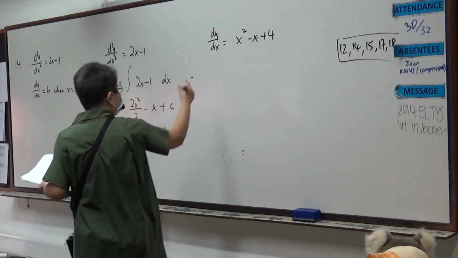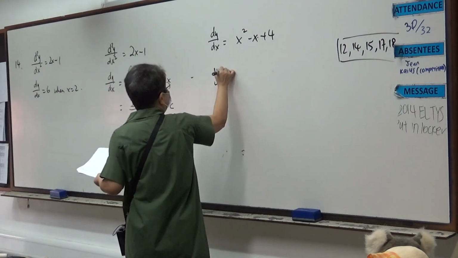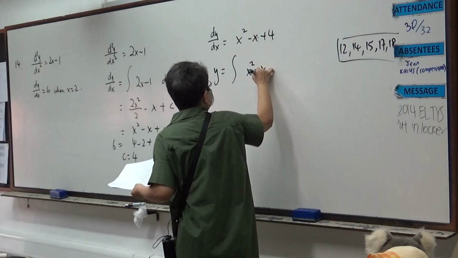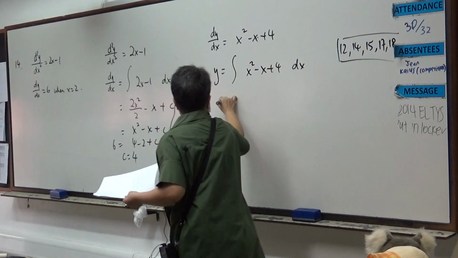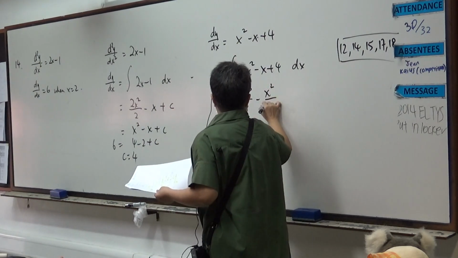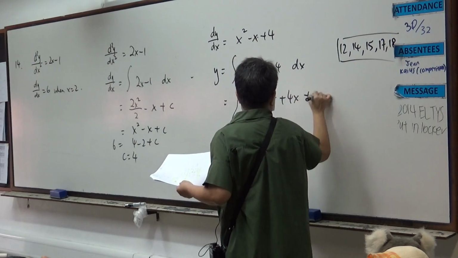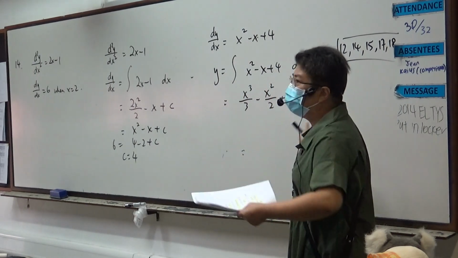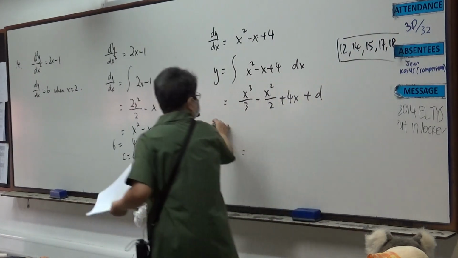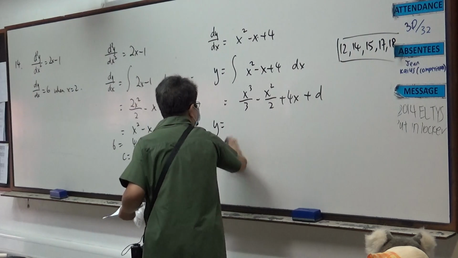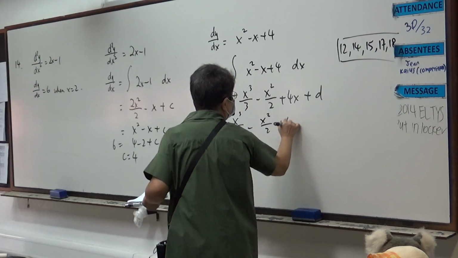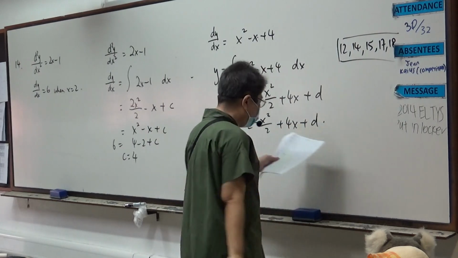y, right? Okay. dy/dx is this. So to find y you integrate this one, right? Which will be the integration of this dx. x cubed over 3 minus x squared over 2 plus 4x. Now I must plus d, right? You don't use c again because c you already used, so you use d. Okay? So y will be equal to x cubed over 3 minus x squared over 2 plus 4x plus d.